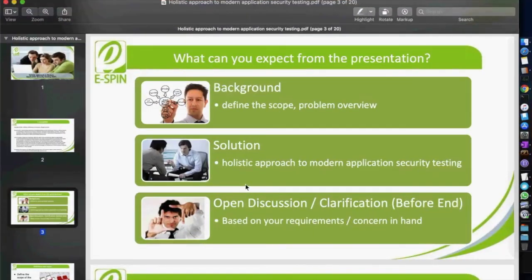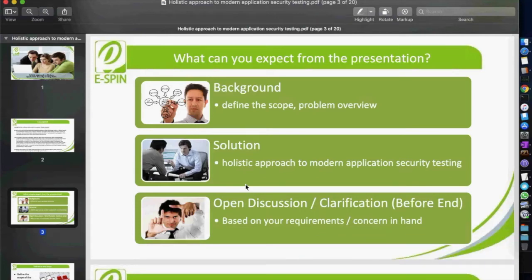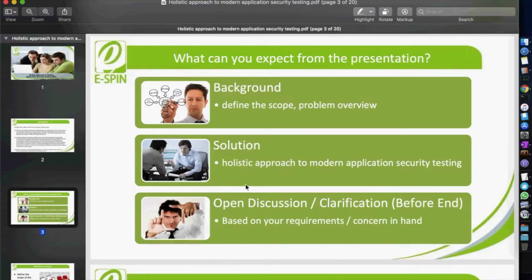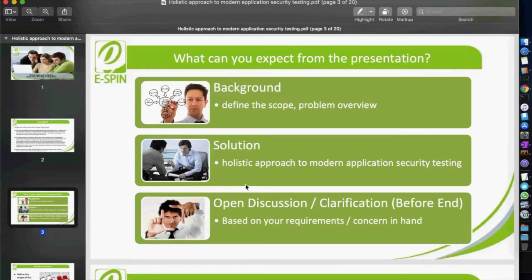What we will do in this session is mainly cover three specific areas. First, we talk about the breakdown, because application security is a very wide and broad area. So first we define the scope. Then we spend most of the time on the typical problems that will be encountered by most enterprise users, and then we will come to the solution. Basically, that is what the topic is about.